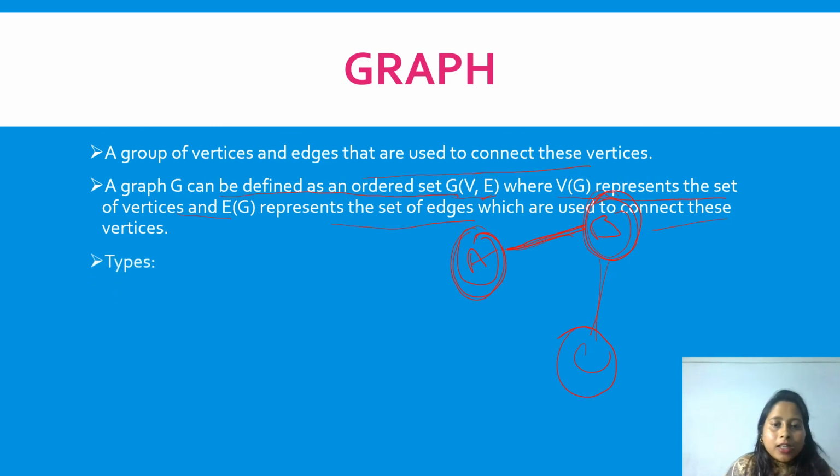Now, graphs are divided into two types. First is the directed graph and next is the undirected graph. Now, directed graph means what? Whenever an edge is associated with a direction, then we call it a directed graph. Now, A, B, C, this is a directed graph. The undirected graph means when the edge is not associated with any direction, so that's an undirected graph. So A, B, C, that's a directed graph, and this is an undirected graph.